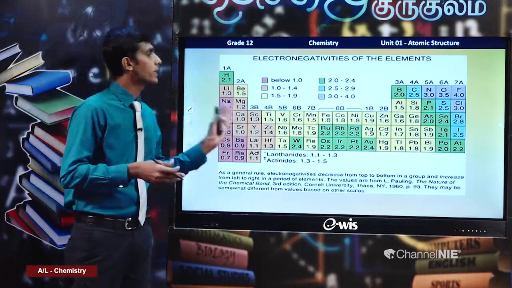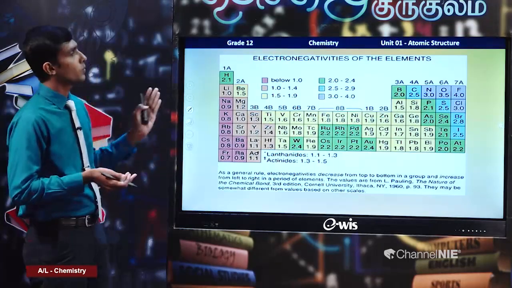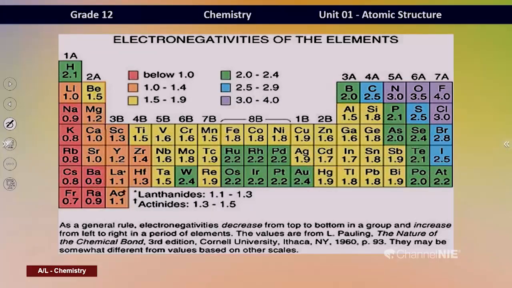Now you can see the variation of the electronegativities according to the Pauling scale. I will explain how to understand the variation very easily. Now you can see the second period and third period elements. Those are the main elements that you are supposed to know the values of.